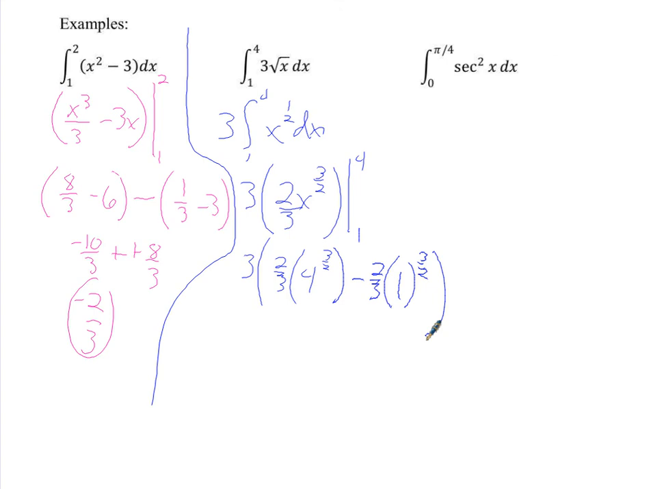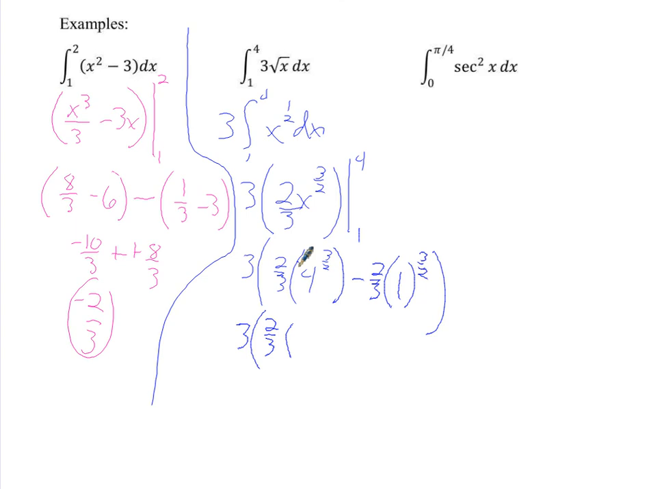So I'm just substituting in the 4 for x here and the 1 for x there. We have the 3 times, if it was me, I would factor out this 2/3 so that we can do what Jake suggested over there. And then times, simplify the 4 to the 3/2 minus 1 to the 3/2. Well, that's just 1.